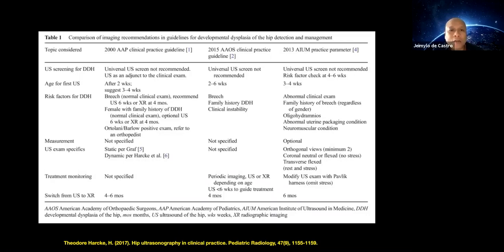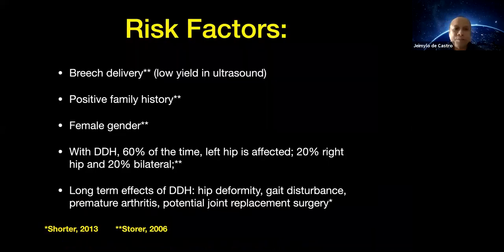And you can see here the other risk factors that are mentioned: breech delivery, female gender, and of course the presence of a positive Ortolani and Barlow's exam. So all of those things are very important. And of course, we have two ways of doing it by ultrasound: we either use the Graf method or the Harcke method. The Graf method is the one preferred in Europe. The Harcke method is the one preferred in the US. So depending on what you want, you can use both.